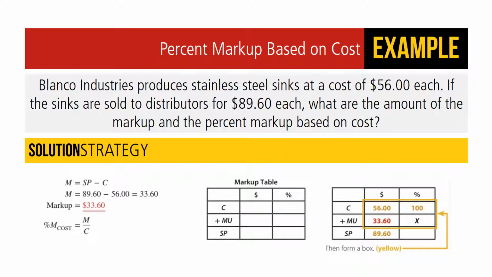Now, we use our solution strategy formula M equals SP minus C to help us understand markup using the formula. So markup is going to equal our $89.60 in terms of selling price minus the cost of $56 to give us $33.60 in markup, much like the markup tables did for us as well. Remember, the percent markup of cost equals markup divided by cost.